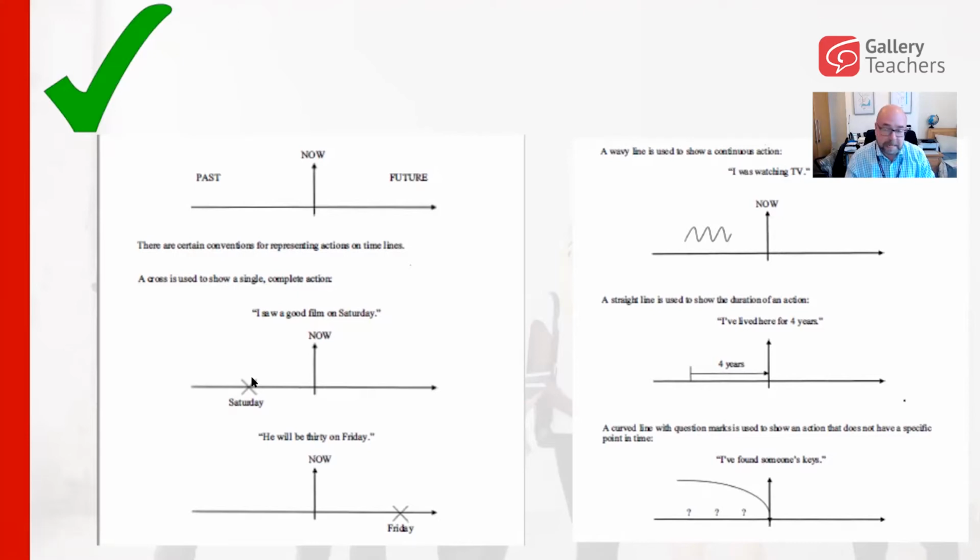Notice how this can be an action in the past for the past simple, or if you're talking about a specific future point. The example here is, I will be 30 on Friday. You can have a single point also indicating a one-off future fact.